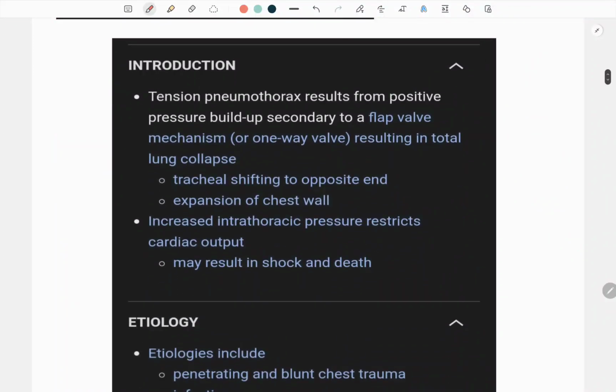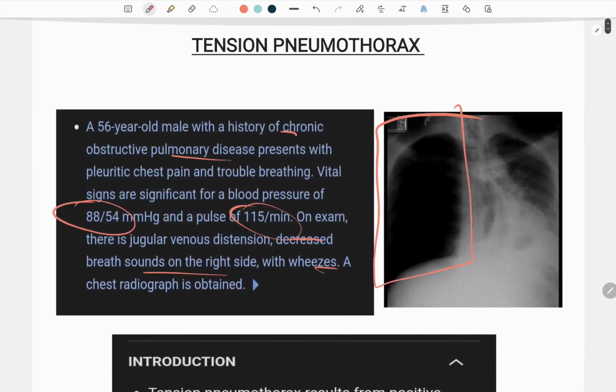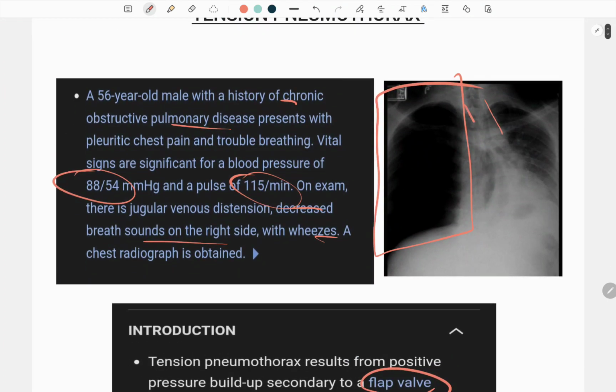Let's talk something about tension pneumothorax. It results from a positive pressure built up secondary to a flap valve mechanism, which is a one-way valve, resulting in total lung collapse. There will be tracheal deviation to the opposite side, expansion of the chest wall. You can see the trachea has been deviated towards the opposite side. This is the pneumothorax side, and the trachea is deviated towards the opposite side.